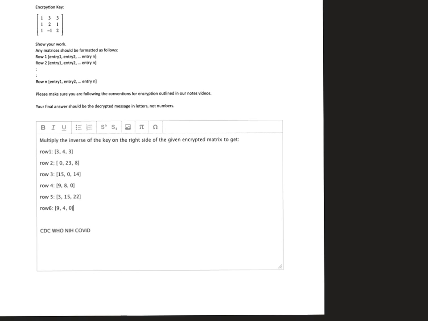So when we take these decrypted numbers and we turn them back into letters, we get this message here: CDC, WHO, NIH, COVID. So you'll have one very similar to that on your test.